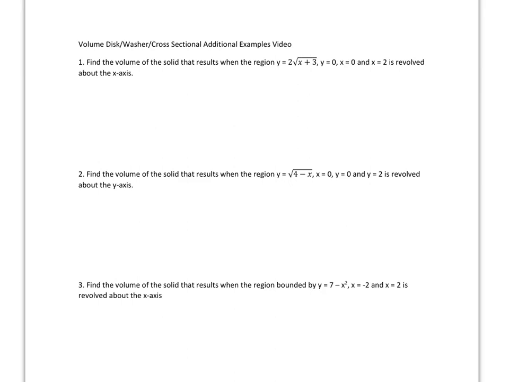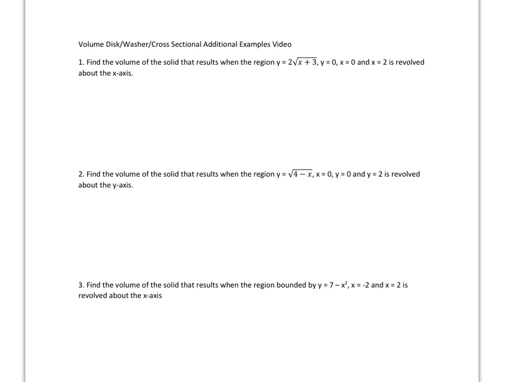Hey everybody, it's Mr. N here, and we are going to do this practice worksheet on volumes that involve disc, washer, and cross-sectional areas. So let's go ahead and get started. This first one says find the volume of the solid that results when the region y equals 2 times root x plus 3, y equals 0, x equals 0, and x equals 2 is revolved about the x-axis. So let's go ahead and first graph this and take a look at what we have.